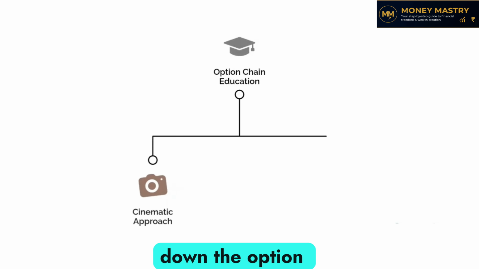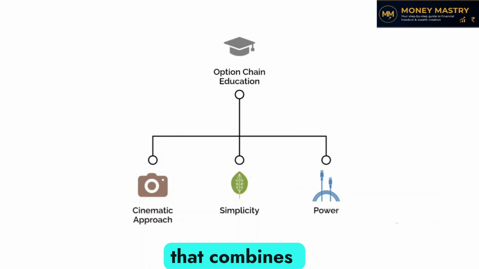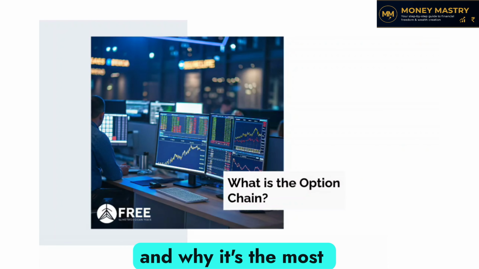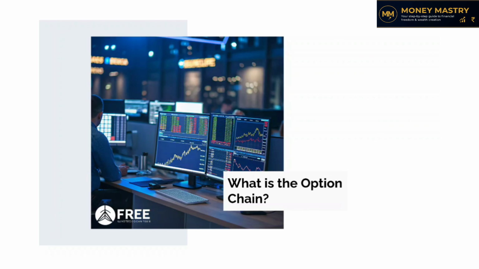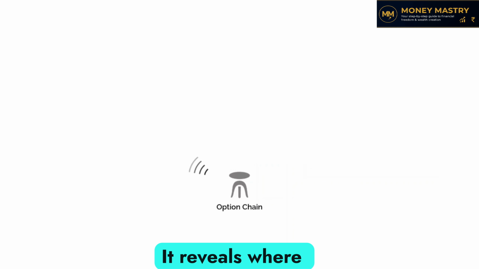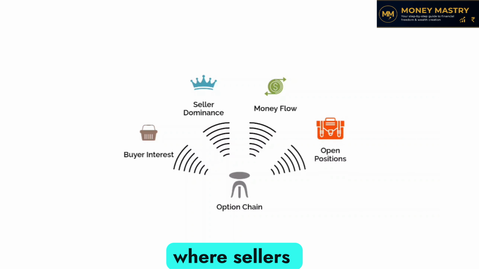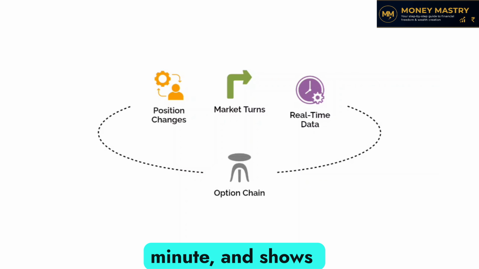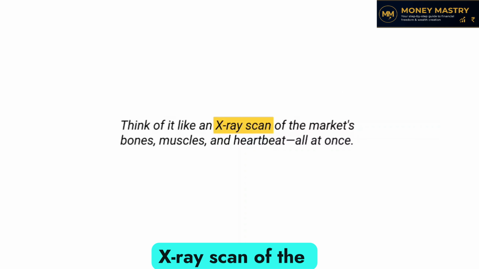Today, I'm breaking down the option chain using a cinematic approach that combines simplicity with real power. Let's explore what the option chain really is and why it's the most powerful tool in options trading. The option chain displays every strike price, every call option, and every put option in one comprehensive table. It reveals where buyers are interested, where sellers dominate, how money flows, and how many positions are currently open. The option chain tracks position changes minute by minute and shows where the market is likely to turn. Think of it like an X-ray scan of the market's bones, muscles, and heartbeat, all at once.